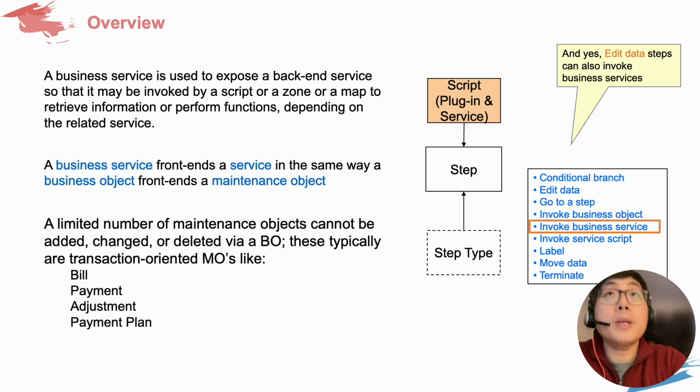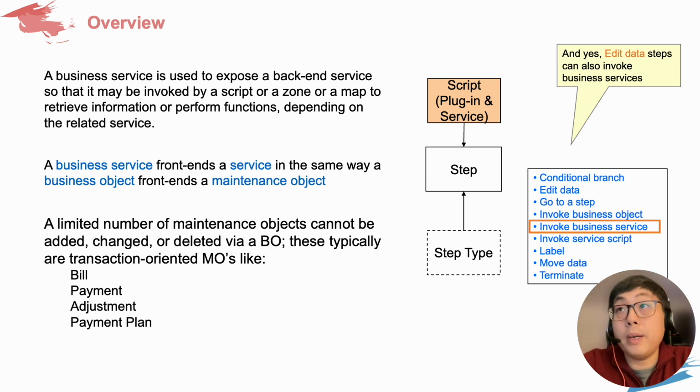So over here, we can see the triggering point of the business service could be a script, which you can add into a data area and use, calling the business service in the script, or in a zone, and also in a UI map, because in a UI map you could call the business service directly to retrieve the value at runtime, for example.